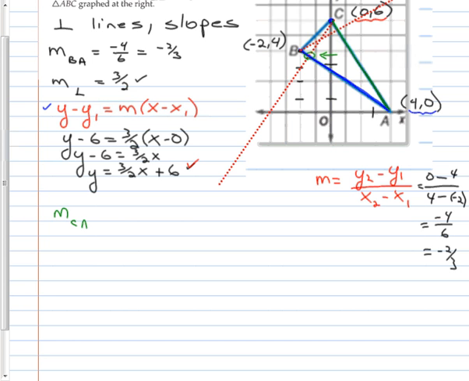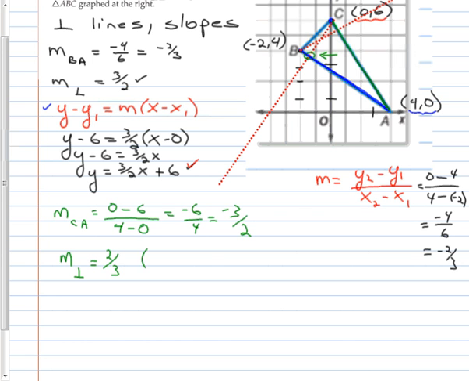If I get the slope of CA, I'm going to use the formula. Go from C to A. What's the second y value? 0. Minus, what's the first y value? 6. Second x? 4. Minus 0. So I get negative 6 over 4, or negative 3 over 2. So there is my slope of the green line, negative 3 over 2. So the slope of the line that is perpendicular, the altitude, is positive 2/3.